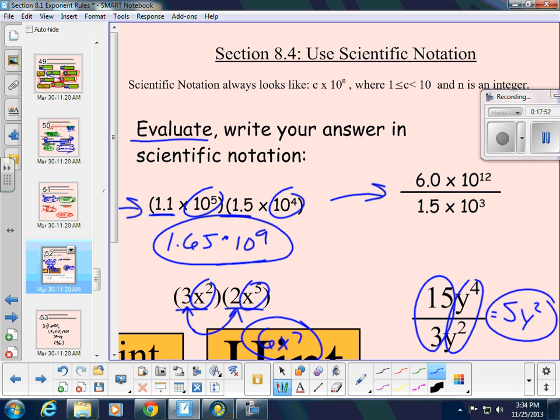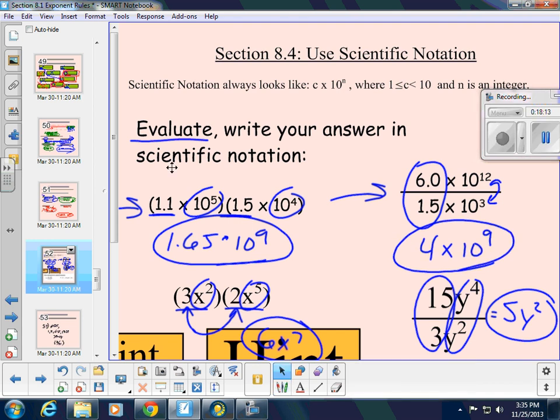Well, what do you know? The same thing can happen up here. I can divide these two numbers and then subtract the exponents for that power and keep it as 10 to the whatever power that simplifies to. So 6.0 divided by 1.5, I think ends up being 4 right on the nose. And all of that times, well, 12 minus 3 gives me 10 to the 9th power.